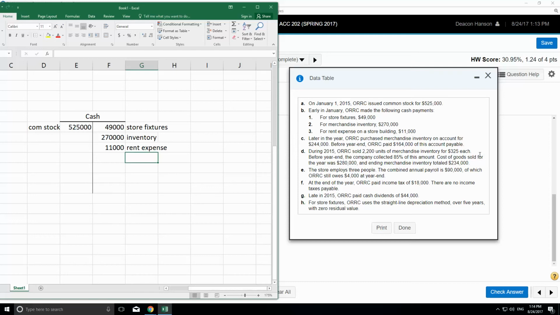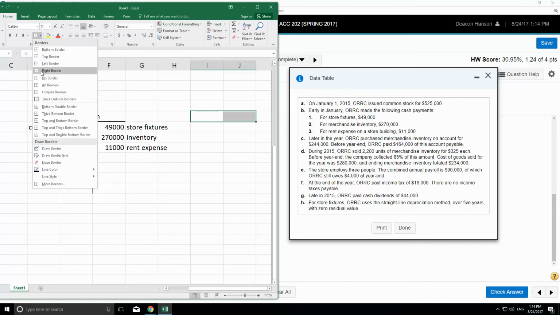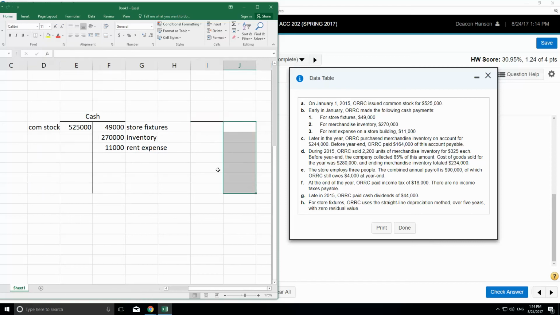And then it says later in the year they purchased merchandise inventory on account for 244,000. So that would be an account payable, AP. So it went up to 244. Okay. But it's telling me that we paid off 164. So that's the payment of AP.